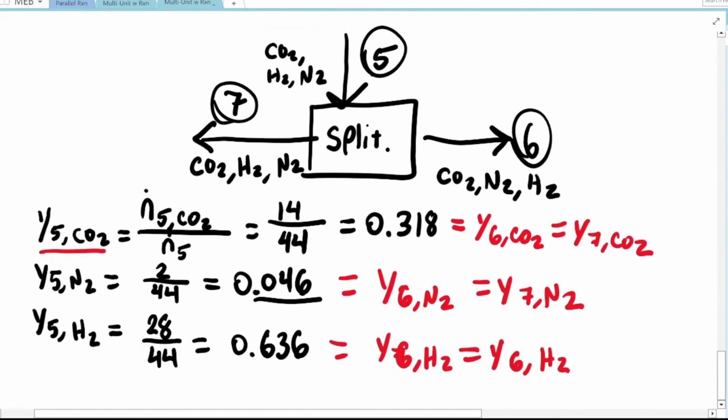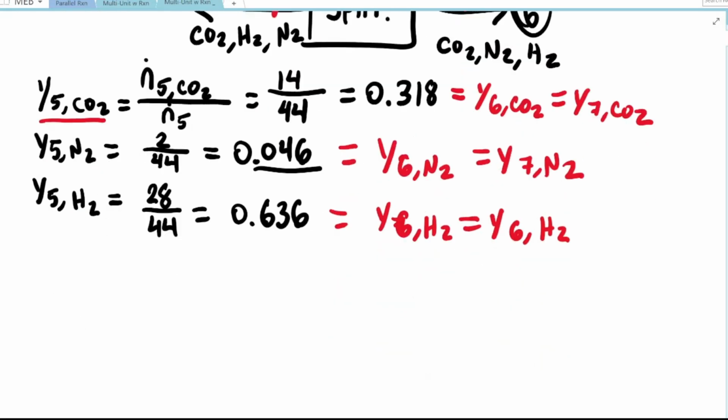Now, looking at your splitter, we now know all our Y's in every single stream. We've got flow rates in stream 5, so we've got our M5 dot. The only issue is that I don't know anything else about streams 6 and 7. And for that reason, I can't really move any further with this unit, because I don't know anything else. So from here, we'll move forward to the mixing unit.